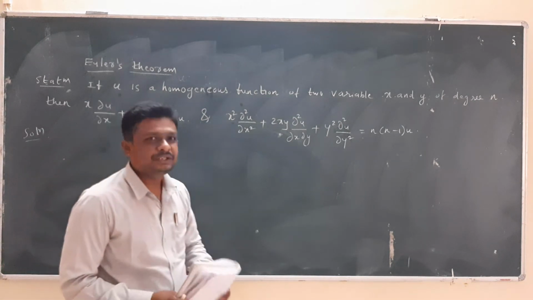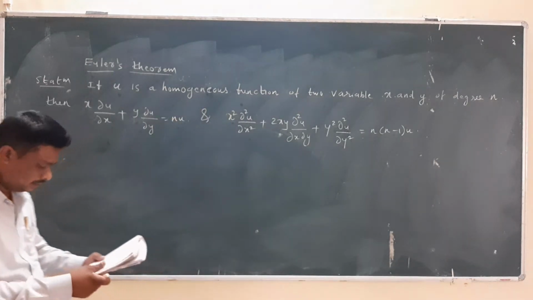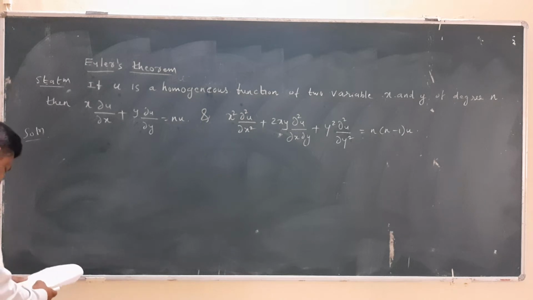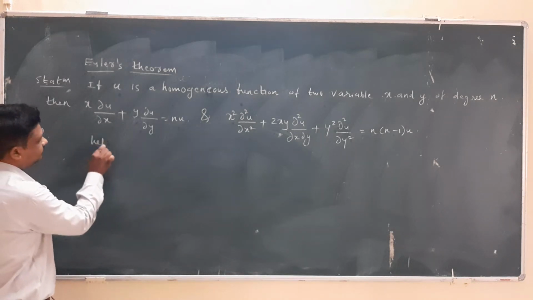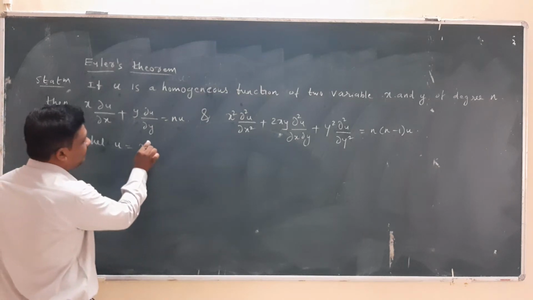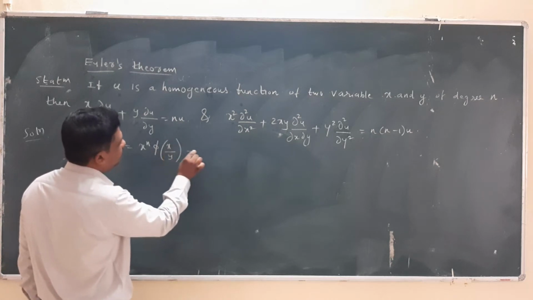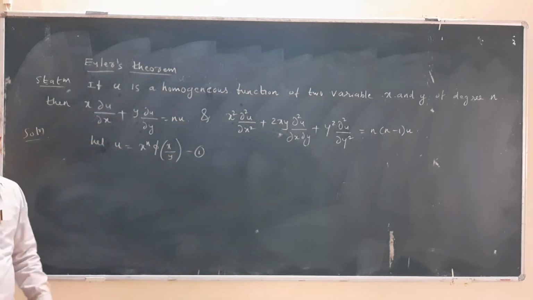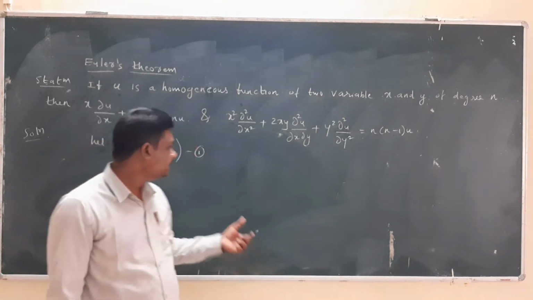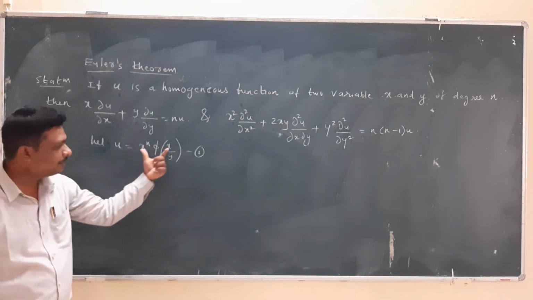Here already I have mentioned the given function is a homogeneous function of degree n. So let us consider u = xⁿ φ(x/y). We take this as equation number 1. So now what do I do here? I will differentiate equation number 1 partially with respect to x and partially with respect to y.